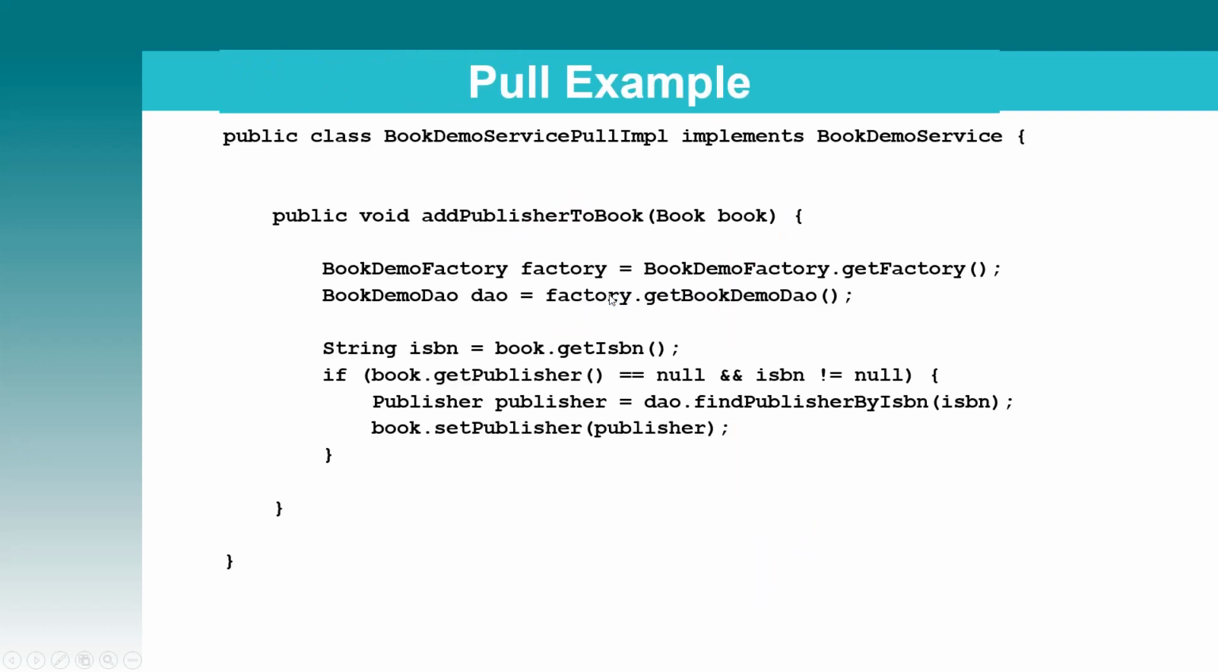So the kind of changes that we may need to make to code, this is the pull example. In the current design, the service layer class is by itself instantiating a data access object by invoking a factory method. In our code, probably we are doing new rather than factory.